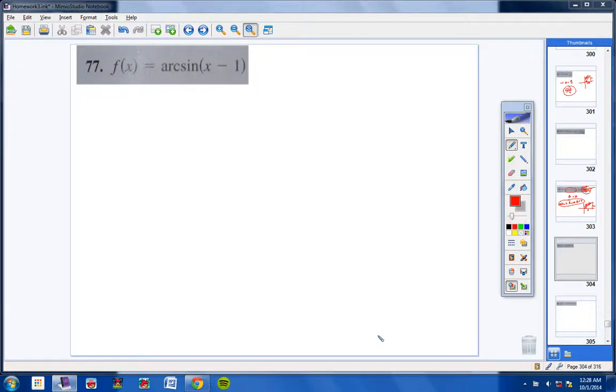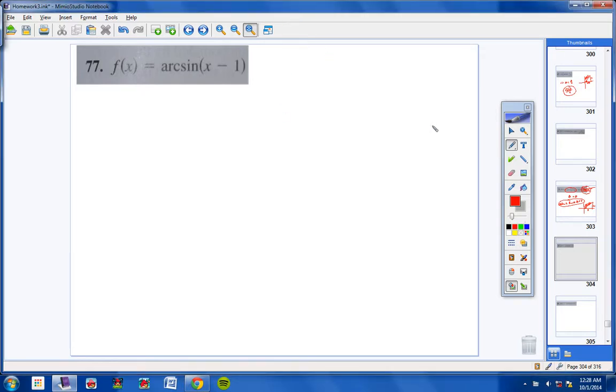Okay, pre-cal students, I am back, hopefully with a little bit of a voice rest, and here we go. Let's go ahead and graph this function. Now, it looks a little complicated, and it probably is a little bit, but we can do this.